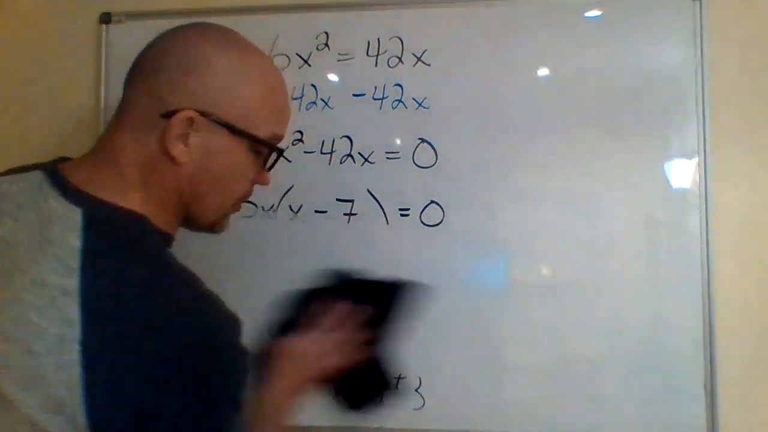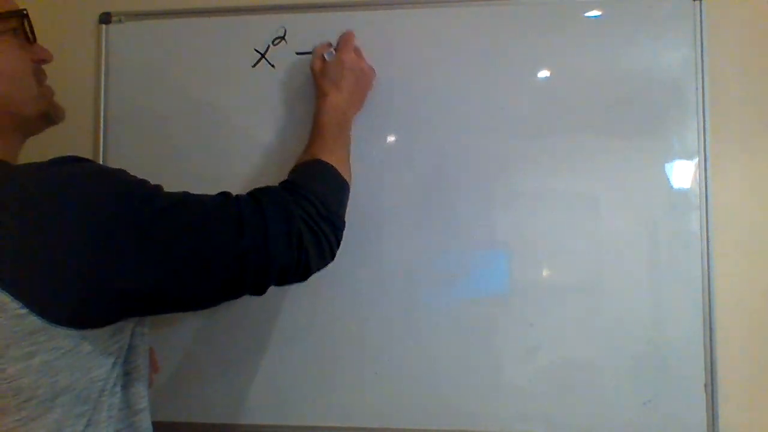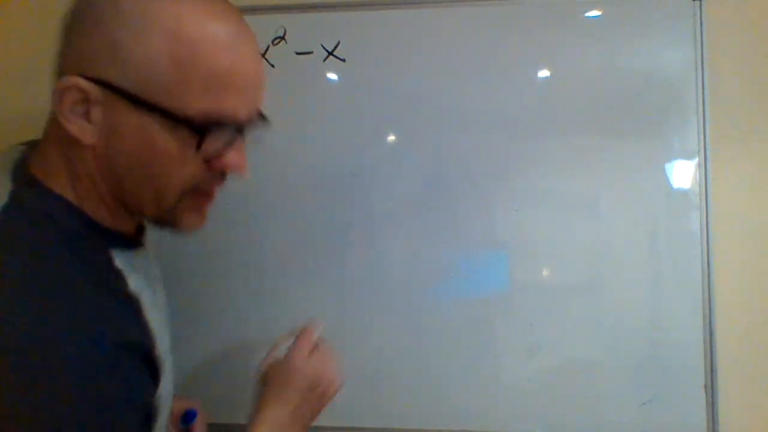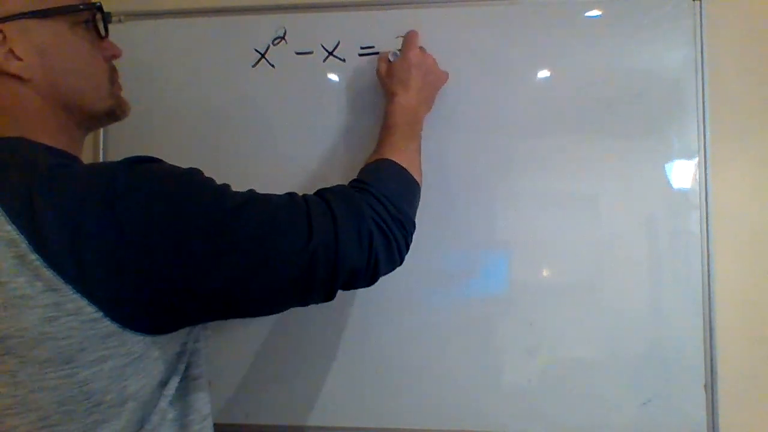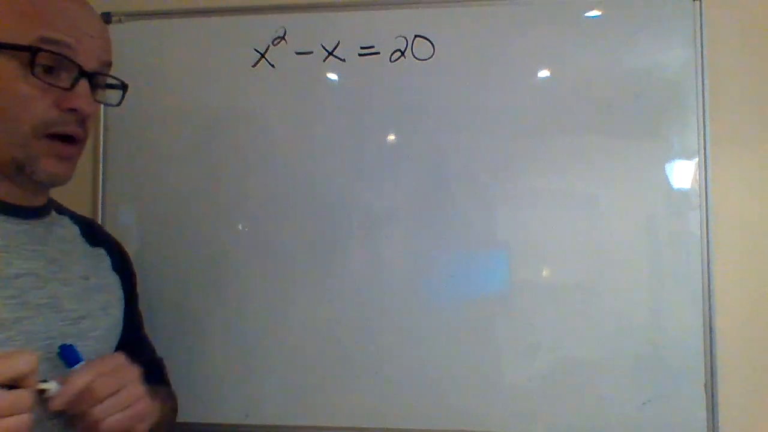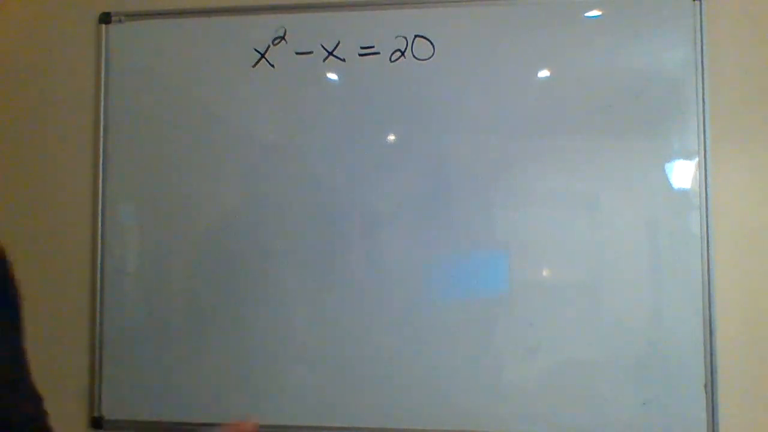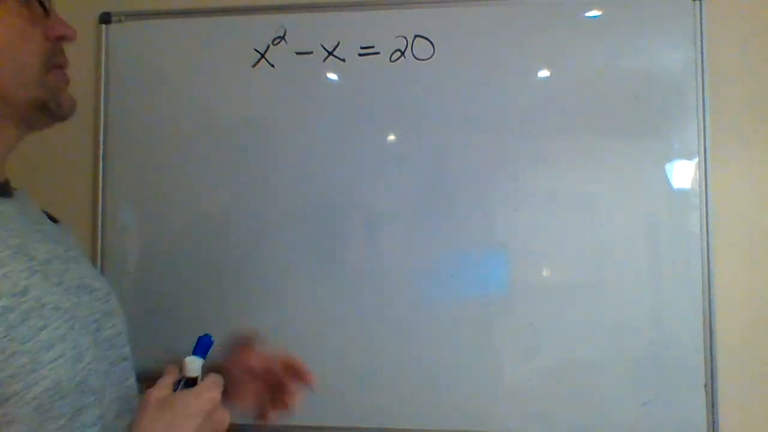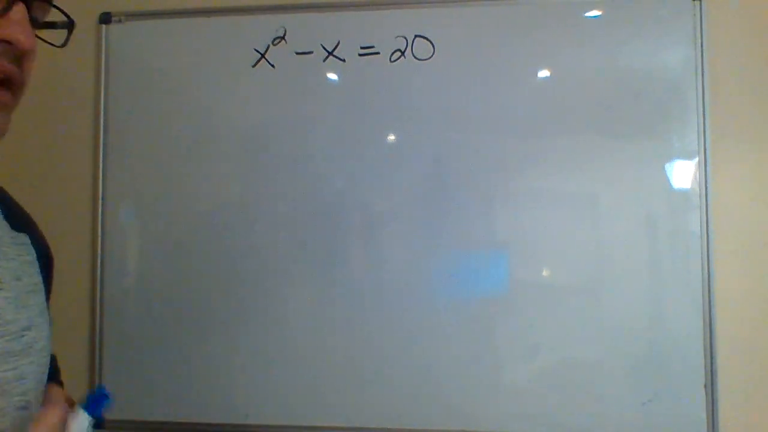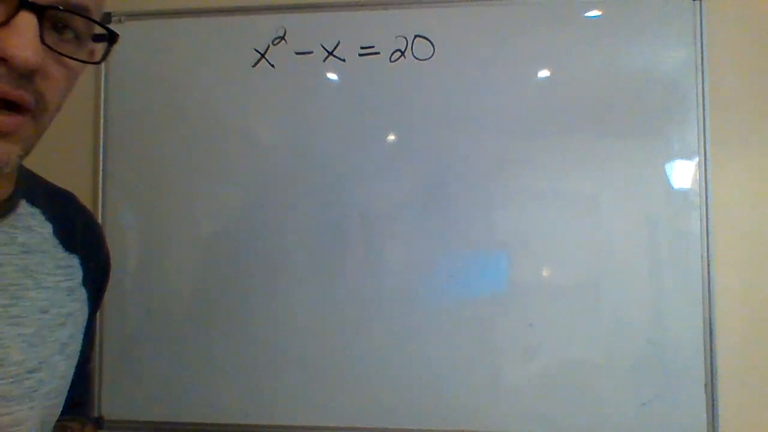Now, we can also solve trinomials using the same method. We'll start simple. x squared minus x equals 20. So once again, I have a quadratic. I have an x squared term. I also have an x term. Can't solve it with roots. So what I'm going to do is try to factor this after I get it set equal to 0 and use my zero product property.